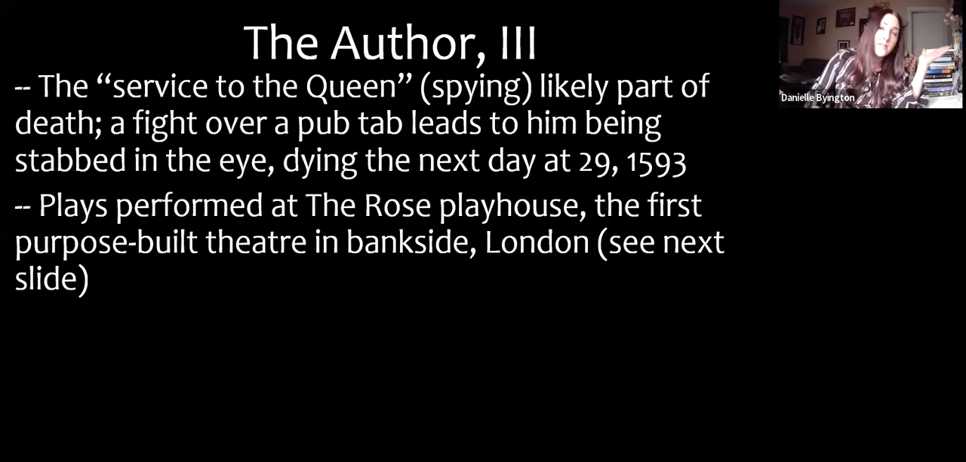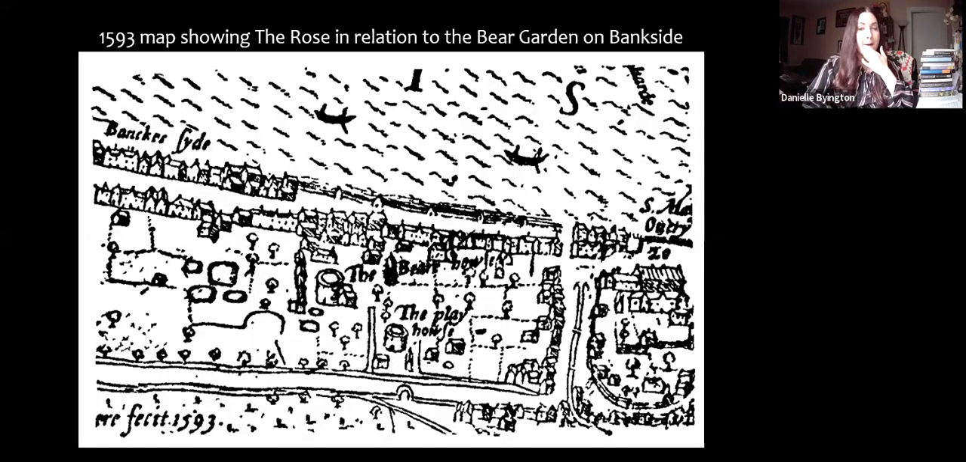Now, the plays themselves, where they were performed, I said the Rose Playhouse. This was the first purpose-built theater in that area, Bankside, London. I have a little map of that. It's certainly not Google Maps. We'll get there in just a second. But over here, dead in the center, it says the Playhouse. So we are literally looking at the Rose Playhouse.